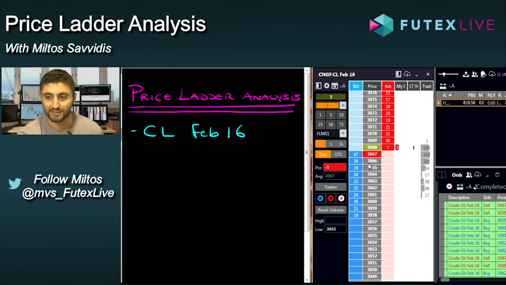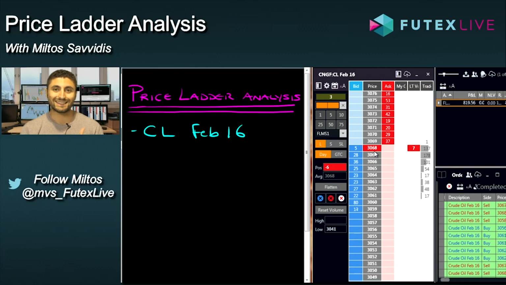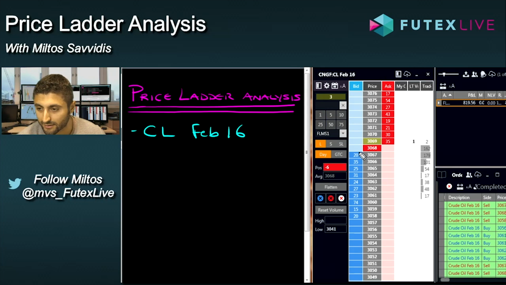We got a reload at 67s, came offered once, back up to 68s, 24 lots traded through 68s again, and it just cannot go bid at that price. That's showing us an indication that these sellers are overpowering the buyers at this price. Notice every time we try and go bid at 68s, try and take a bid, the offers immediately reload. There you go, another 17 contracts reloading there at 68s.